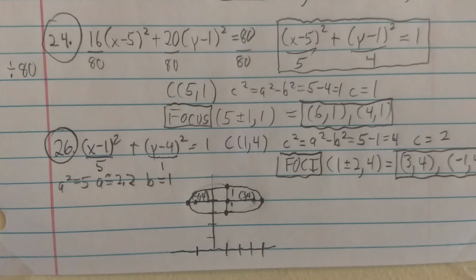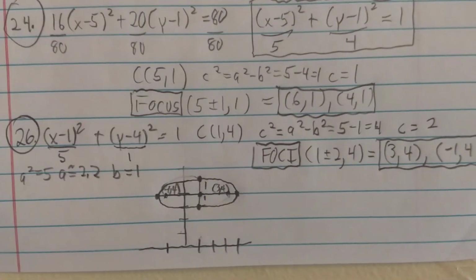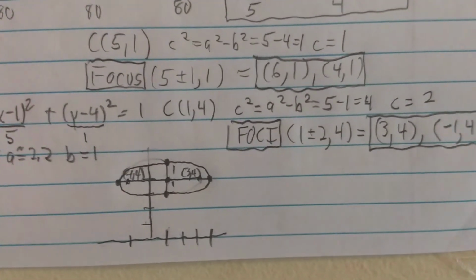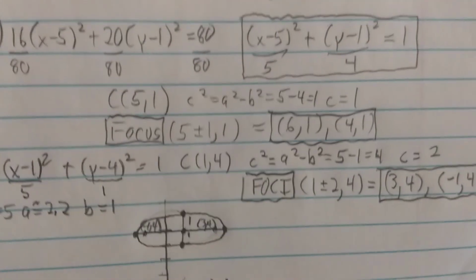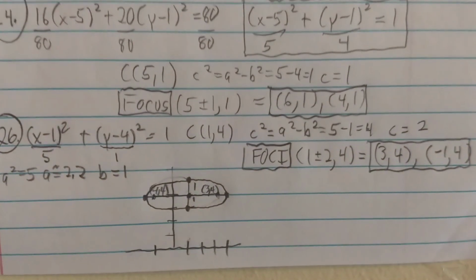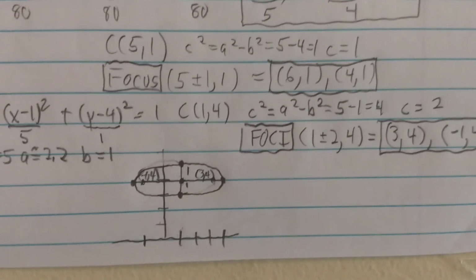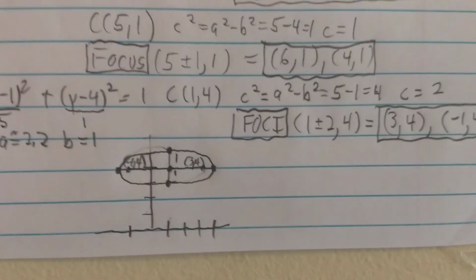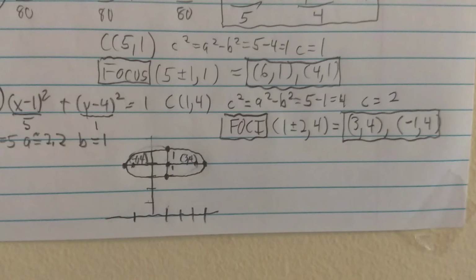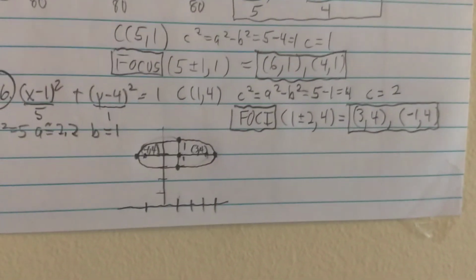Now c squared is a squared minus b squared, or just 5 minus 4, or c squared equals 1 and c equals 1. Now the center again is at 5, 1, so the focus just shifts left or right 1, 5 plus or minus 1, comma 1, and that gives us vertices of 6, 1, comma 4, 1.